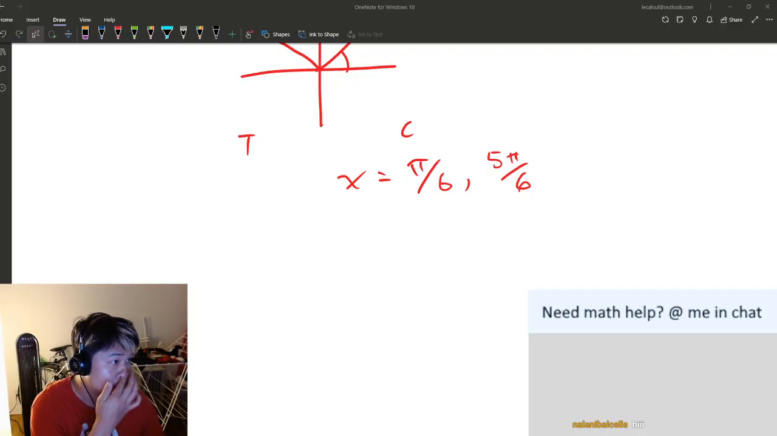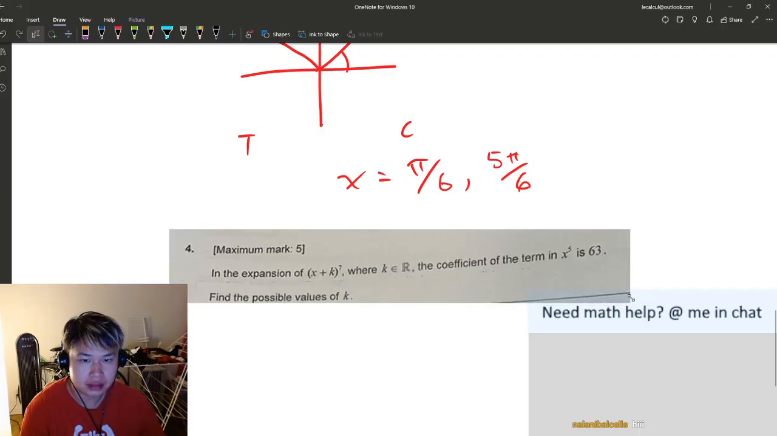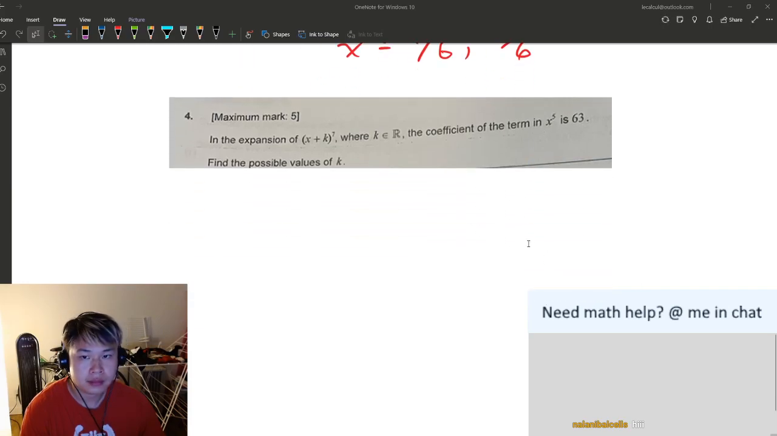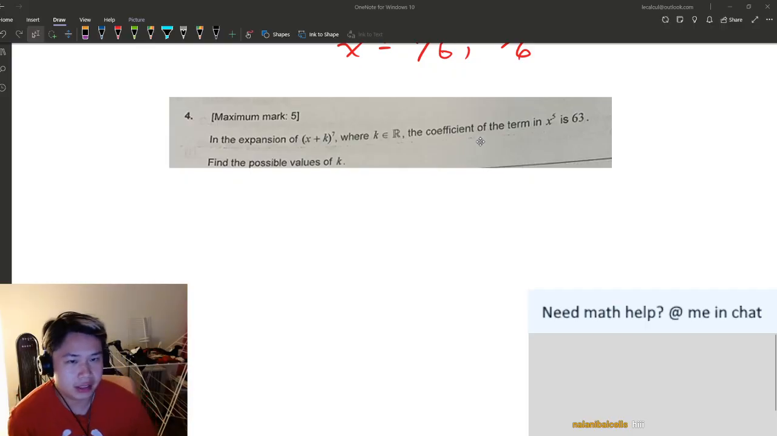Okay, copy. So on to question 4. Ooh, binomial expansion. So we have x plus k to the power 7, and then the coefficient of the term x to the power 5 is 63. Find the possible values of k. Okay.